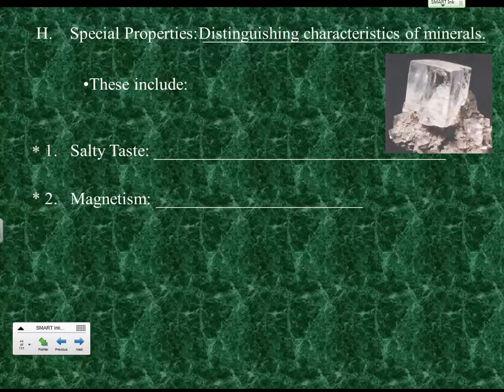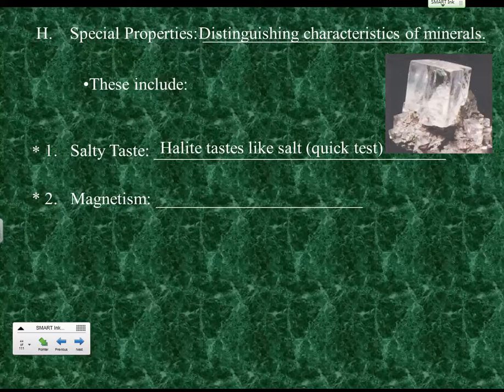Okay, the next special property, which are distinguishing characteristics of minerals, is halite. It's a salty tasting mineral. You'll try this in lab class. You don't want to actually taste the mineral. Get the mineral wet under the sink, and then if you think it's halite, touch it with your finger, get your finger moist with it, and then just taste your finger. It's not quite as gross that way. And you'll notice right away if it's halite.